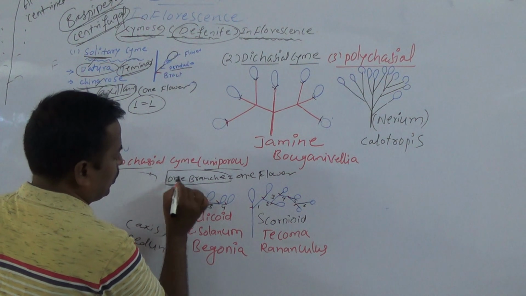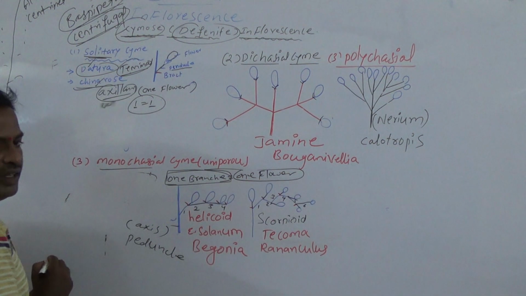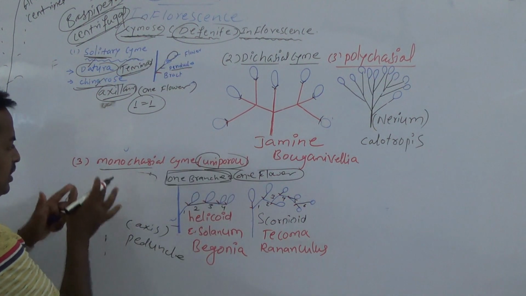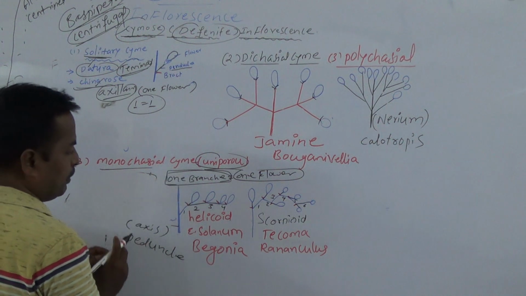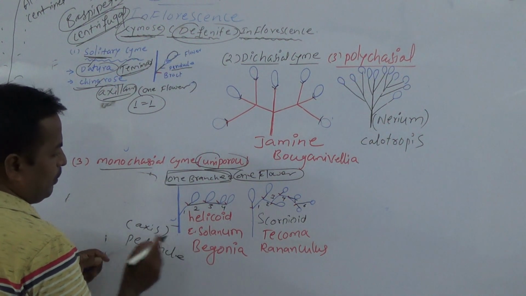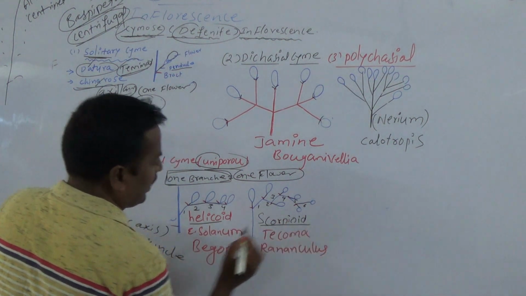The mother axis produces only one branch, then ends with one flower. That is monochasial or uniparous. But in monochasial, in uniparous, the flowers are arranged in two types. One is helicoid, the second one is scorpioid.